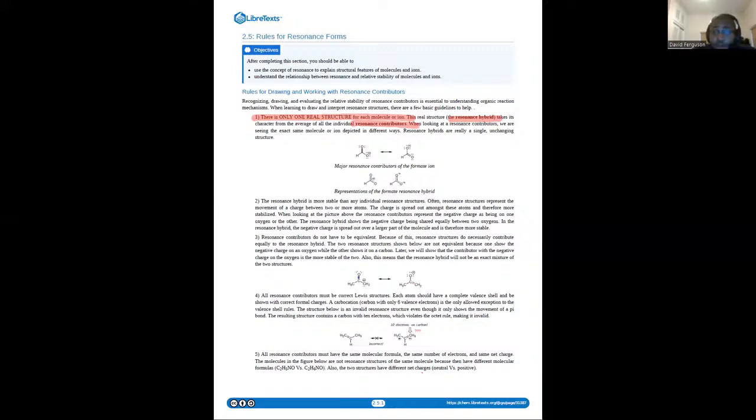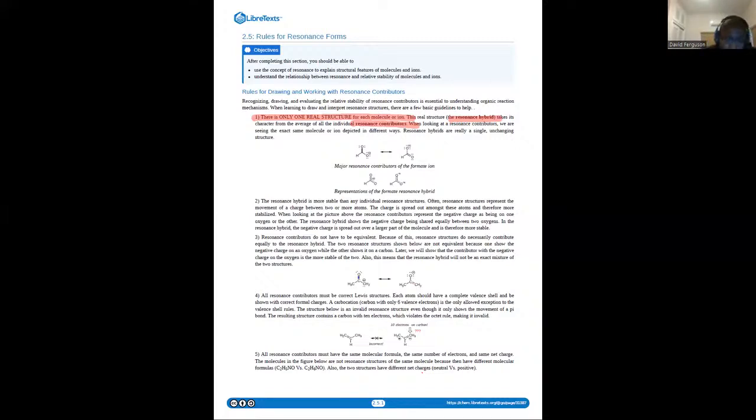You have to be strategic. What are you going to do to learn the material as best as possible, given your time constraints and resource constraints? So let's go through it. There is only one real structure. The structure is the resonance hybrid, and it takes its character from the average of all individual resonance contributors. So you have contributors to the resonance hybrid, and the resonance hybrid is the only real structure.